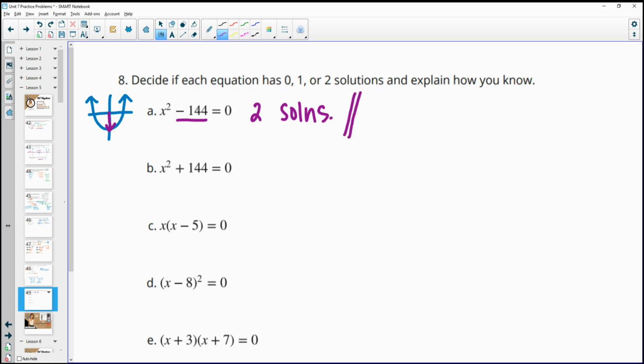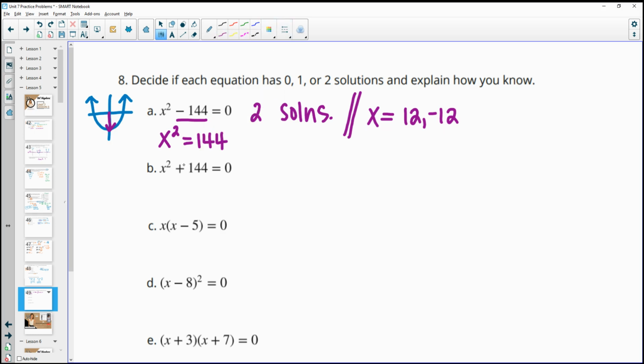Another way you could think about it is that x² would have to be 144 for these to subtract to 0. And then we would know that 2 numbers do that, because we have something squared equals a positive number. So we know that there are 2 solutions here. And in fact, they are positive 12 and negative 12. So you could have done a couple different ways there.